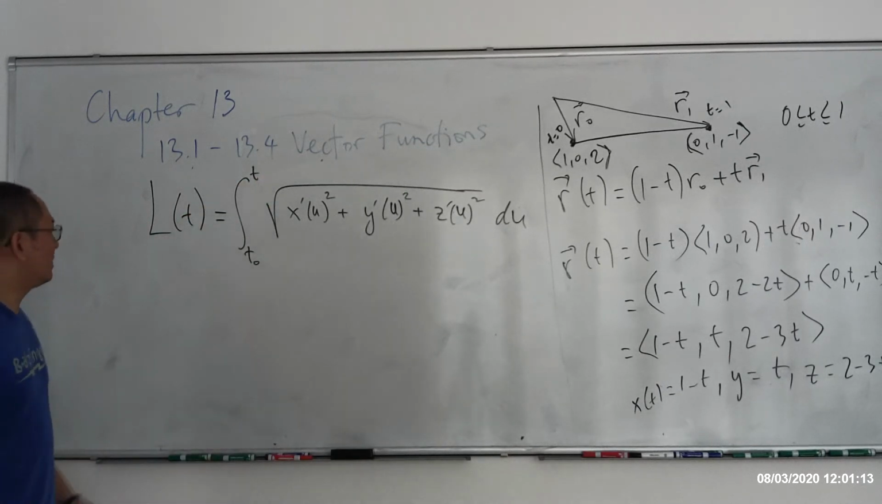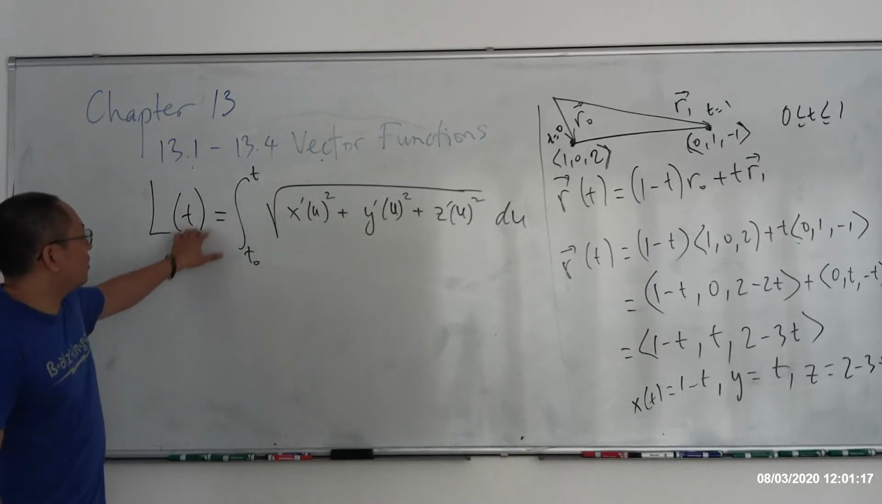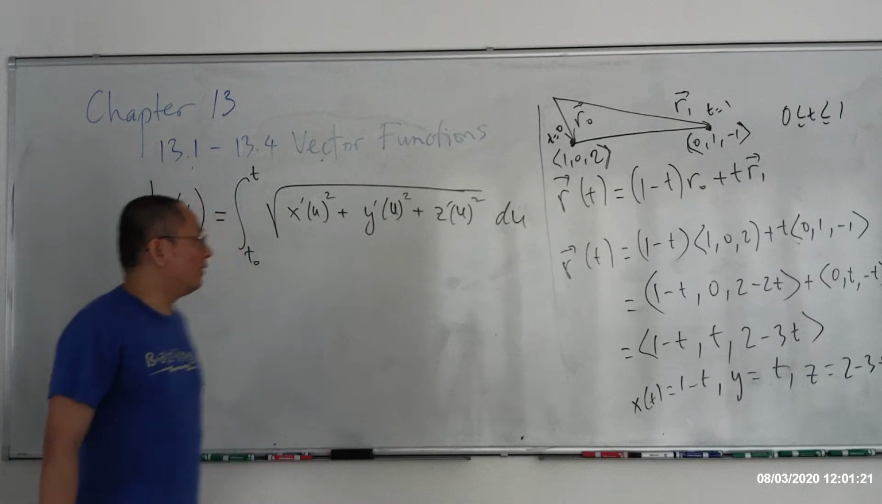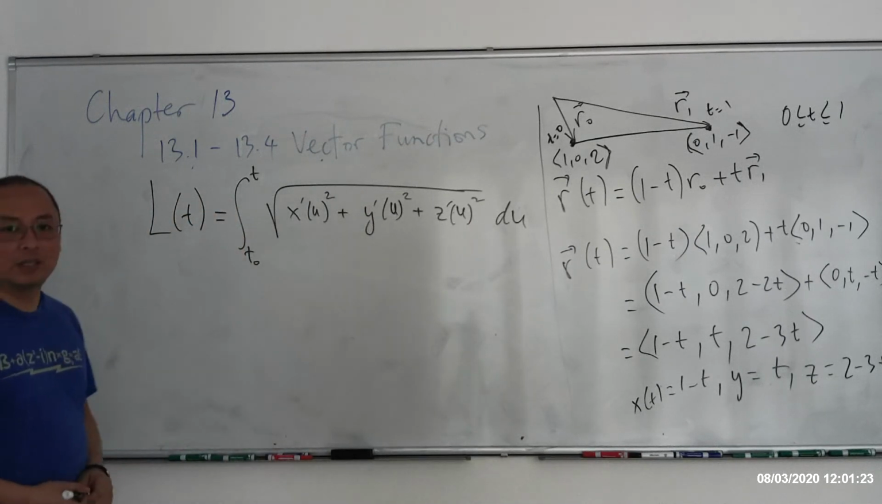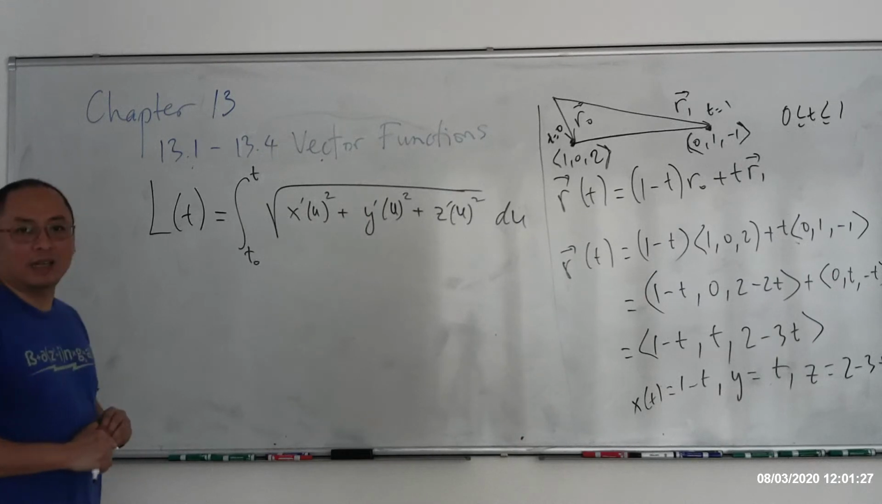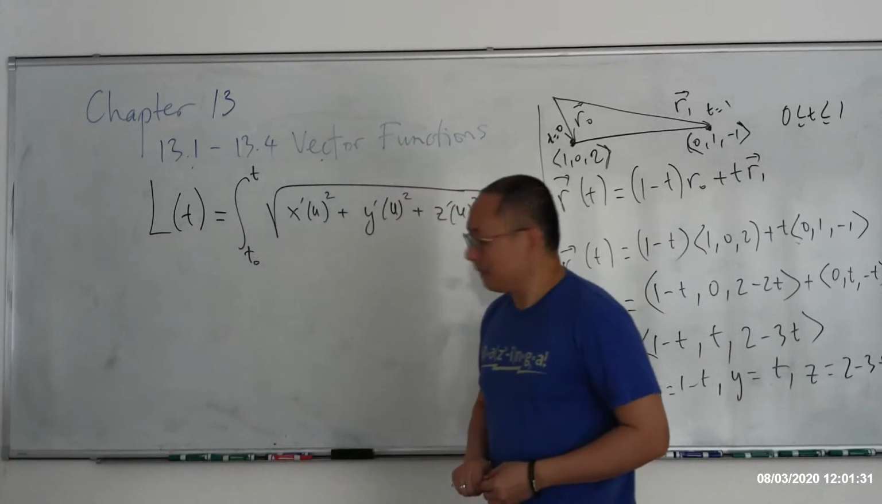Now, this looks like our book version saying what? The arc length as a function of variable t, where t is the upper bound. Whenever t changes, you have the new arc length of the curve. Depending on the value of t, you have the new length. And that's called the arc length function. All right?